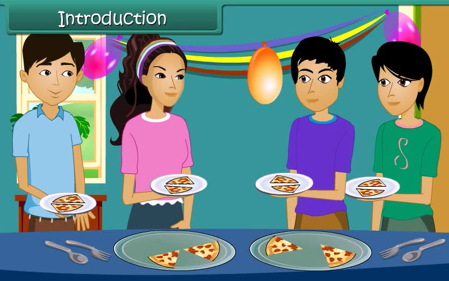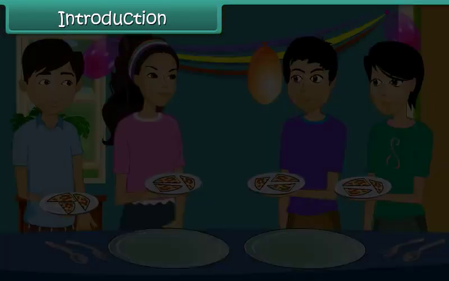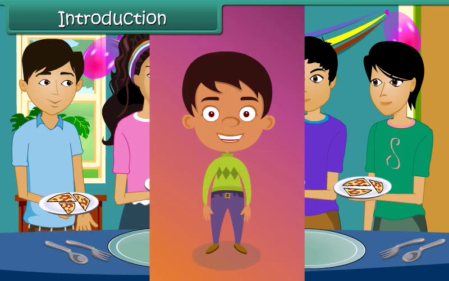She first gives 2 slices each to her 3 friends and herself. She is still left with 4 slices. She gives 1 more slice to each of her friends and herself. Thus, Rashmi successfully divides the 2 pizzas equally. In this lesson, we will learn division in detail.